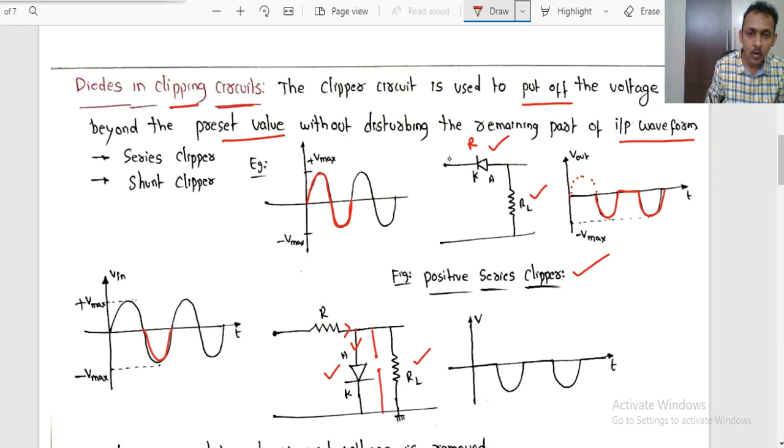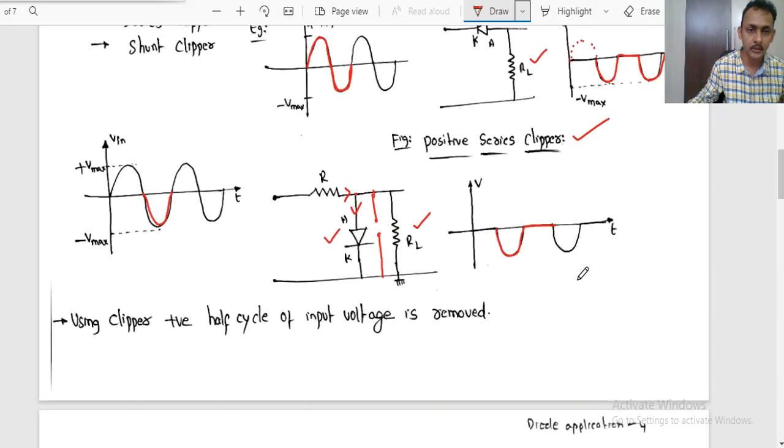switch, right? Now whatever the waveform is there, that will appear across the load, so it will not flow through the diode, and during negative half cycle that waveform will be passed through the load resistor RL. Like this, here also again we have clipped out the positive waveform, but the difference between the above circuit and below circuit is that here the diode is connected in parallel to the load resistor RL. Like this we can use it to cut off some preset value of voltage, right, like this. So using a clipper, the positive half cycle of the input voltage is removed, right.